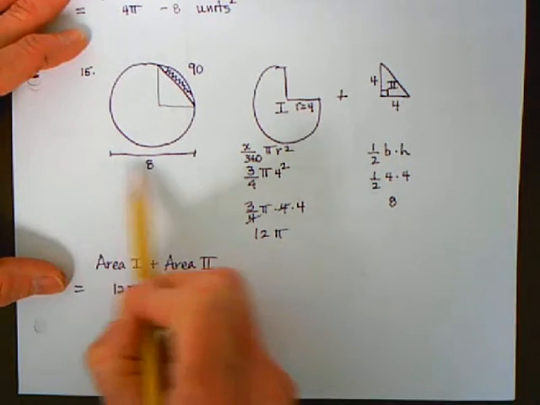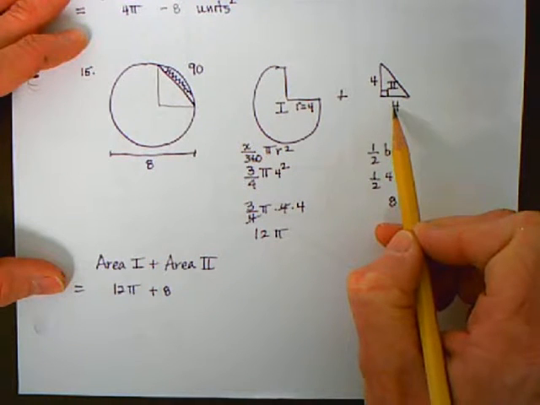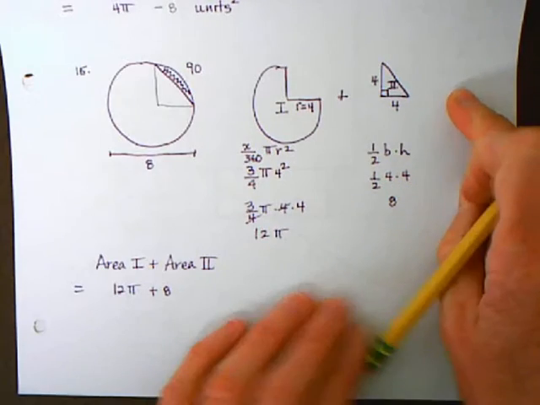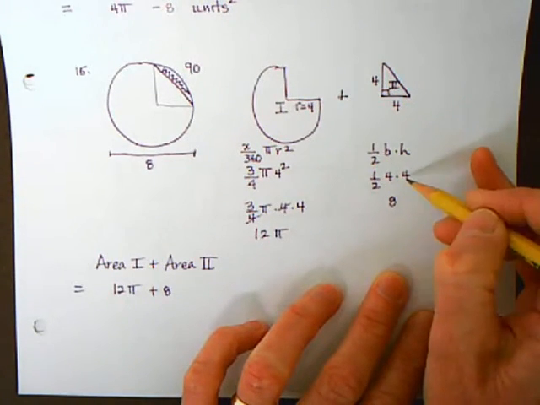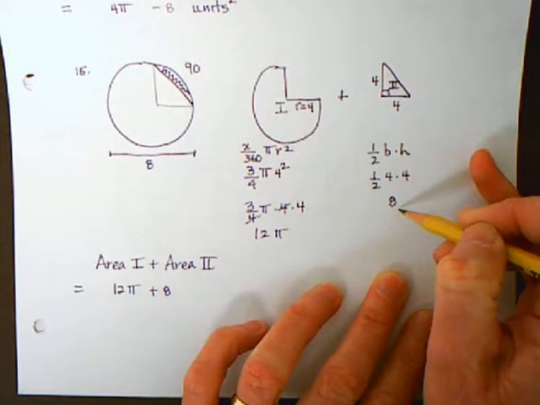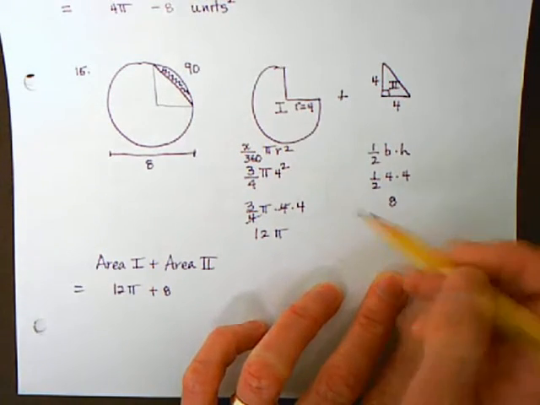They tell us that the diameter is 8, so that means the radius is 4. The radius is 4, and so this triangle is easy to find the area. 1/2 base times height, 1/2 times 4 times 4. That's 8. It's very similar to problem 13, this part of it is, at least.